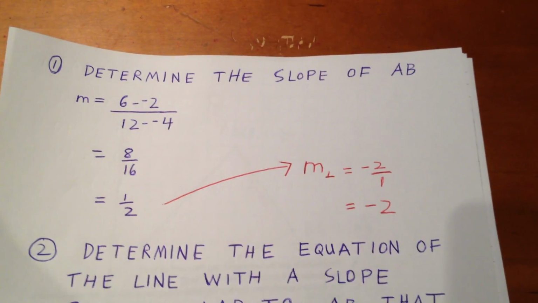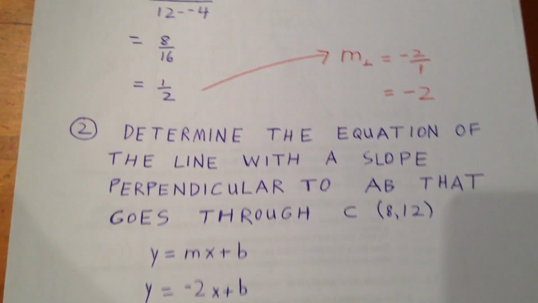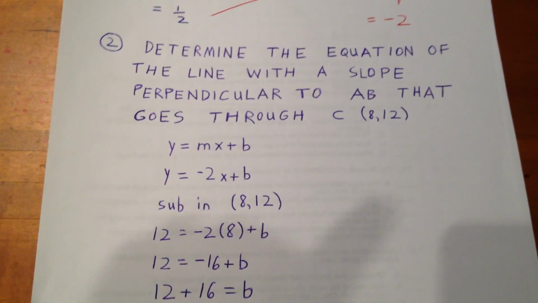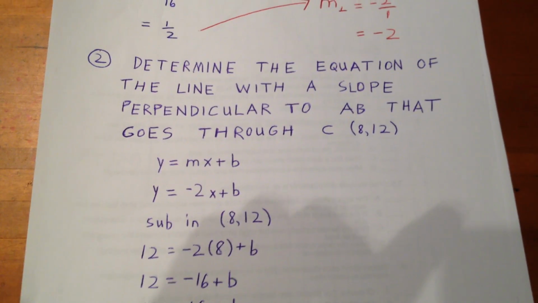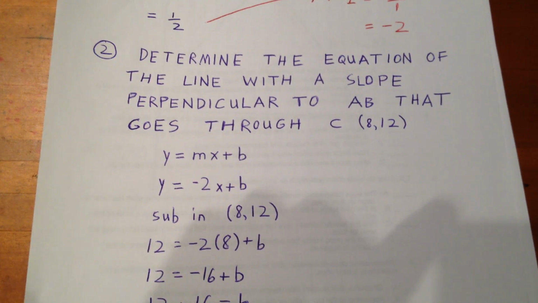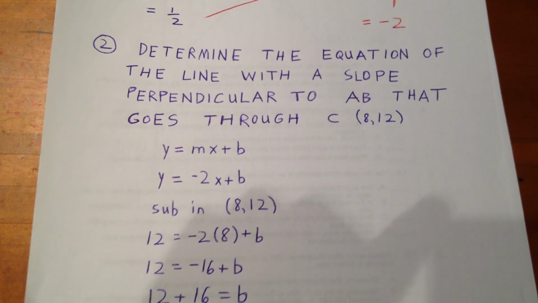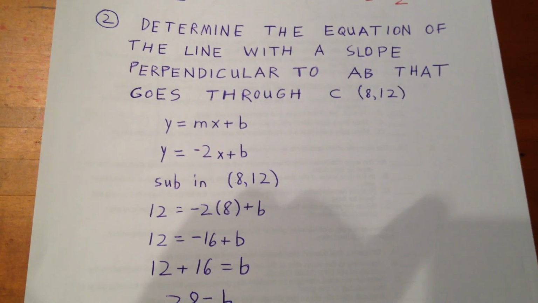Now, what point will that altitude go through on the triangle? It will go through the far vertex. That's what altitudes do. They're perpendicular to one side going through the far vertex. So we want a slope of -2 going through the vertex C (8, 12).